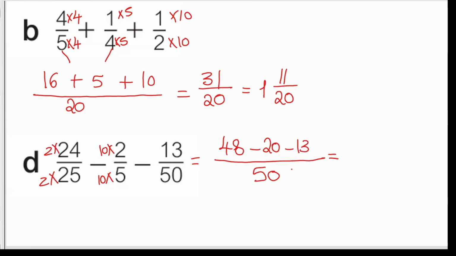So 48 minus 20 will be 28. 28 minus 13 will be 15. So you have 15 over 50. I can simplify. Divided by 5, divided by 5, it will be 3 over 10.